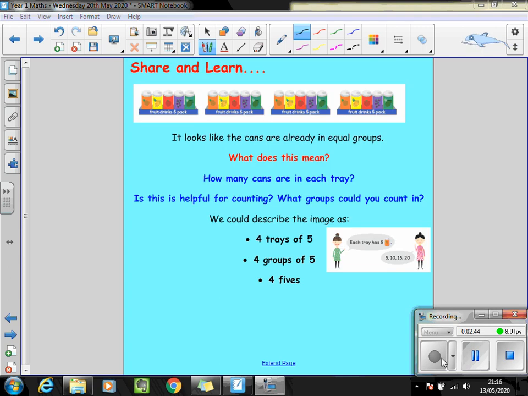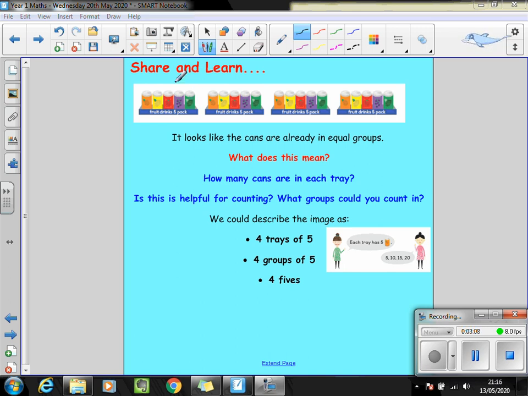Now we've already discovered that the cans are already in equal groups. Remind your adult about what equal means from Monday. How many cans are there in each tray? Well, we can see there are 5 cans. 1, 2, 3, 4, 5. Is that helpful for counting? What groups could you count in?